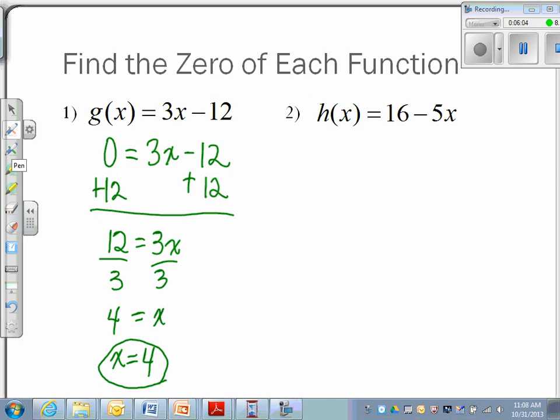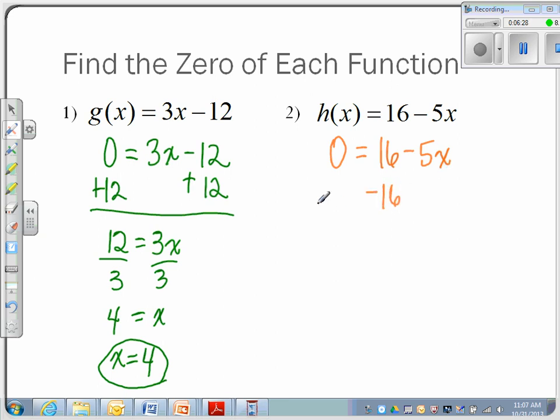Let's try number 2. If you'd like to, you can pause the video, try it on your own, and then double check with me. Okay, so again, I'm going to put the output value as 0. And now my goal is to solve for what input would give me an output of 0. So to do that, I'm going to subtract 16 from both sides. And then divide by -5.